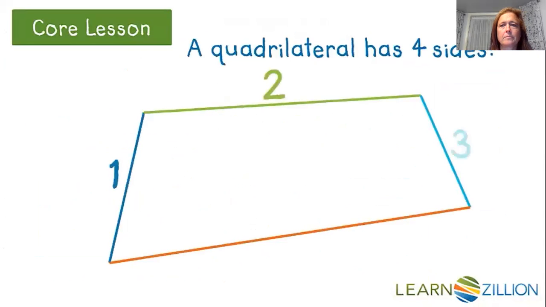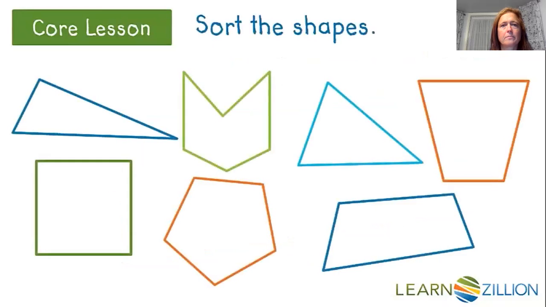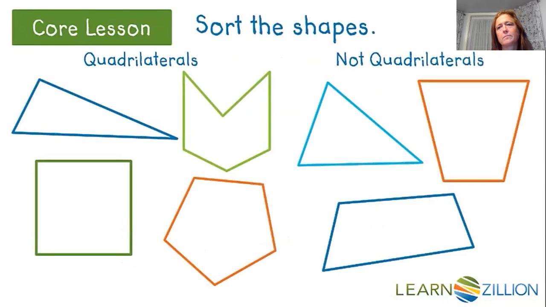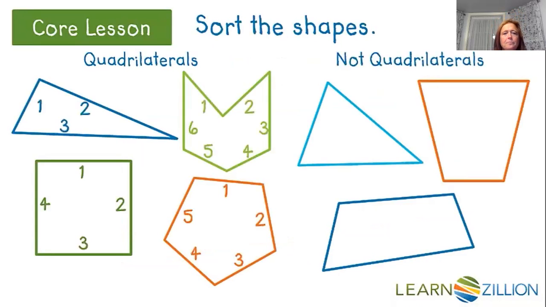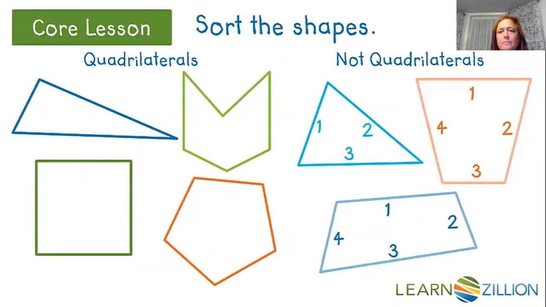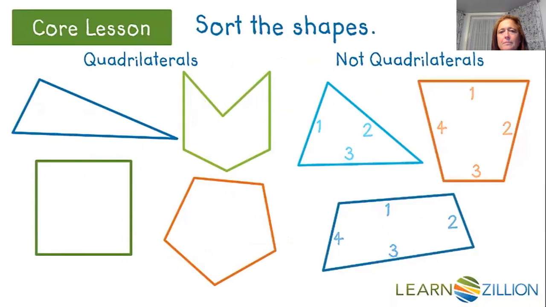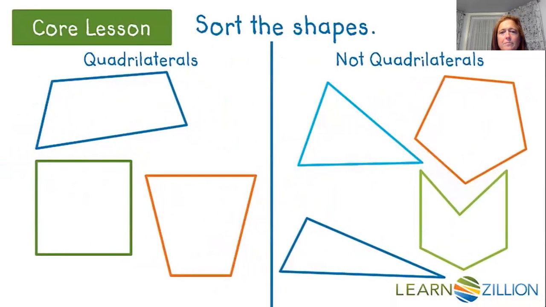1, 2, 3, 4. Let's sort these shapes into two categories: shapes that are quadrilaterals and shapes that are not quadrilaterals. Which of these shapes on the left have four sides and can stay? This one. Which of these shapes on the right have four sides and need to move to the left? These two. So let's put these shapes in their correct places. Now let's draw a line down the center. All of the shapes on the left are quadrilaterals. All of the shapes on the right are not.